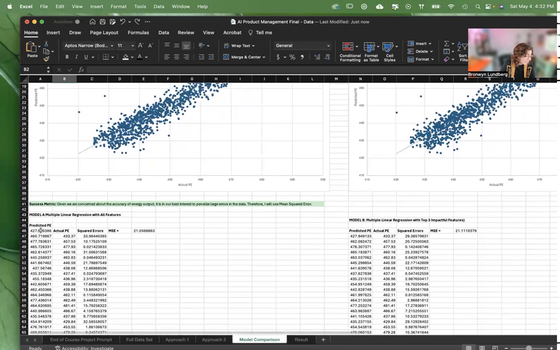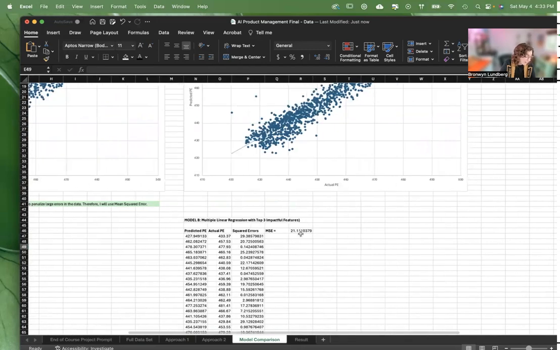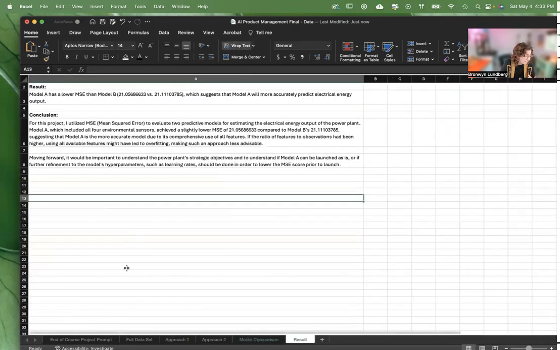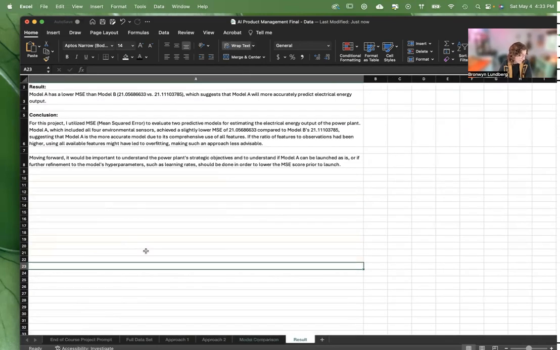And you'll see here in model A, the predicted PE, and over here, the actual PE. The total MSE for model A was 21.05, and for model B, MSE was 21.11. So for the results, model A has a lower MSE, mean squared error, than model B, 21.05 versus 21.11, which suggests that model A would be more accurate in predicting the electrical energy output.